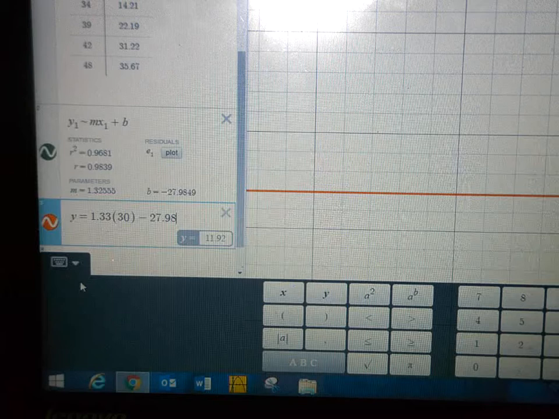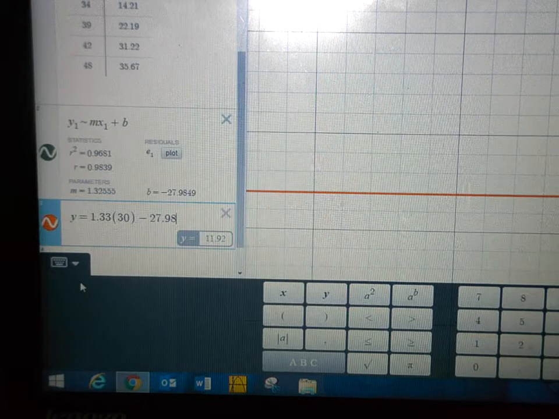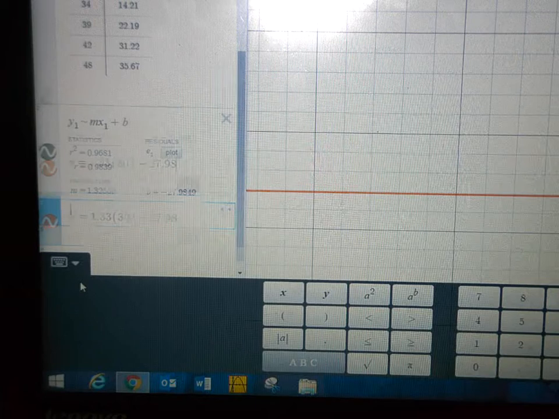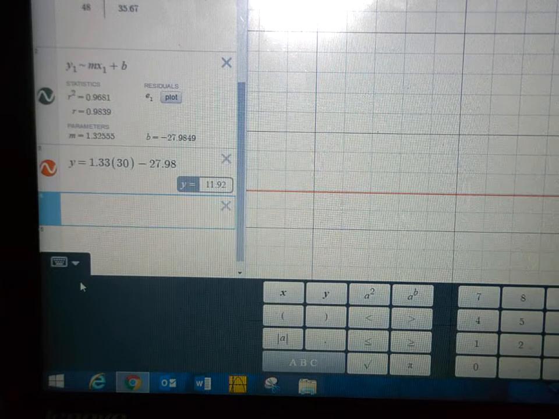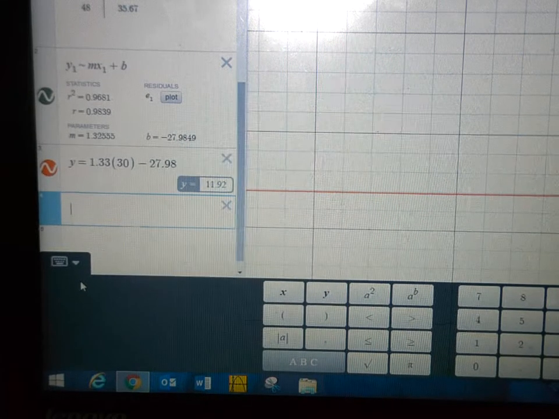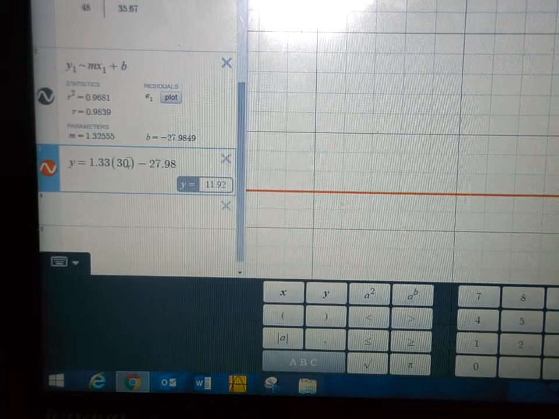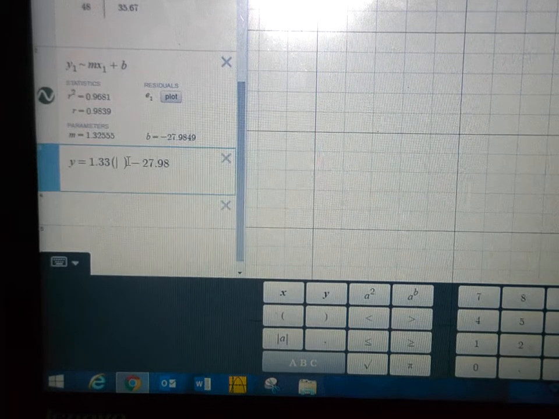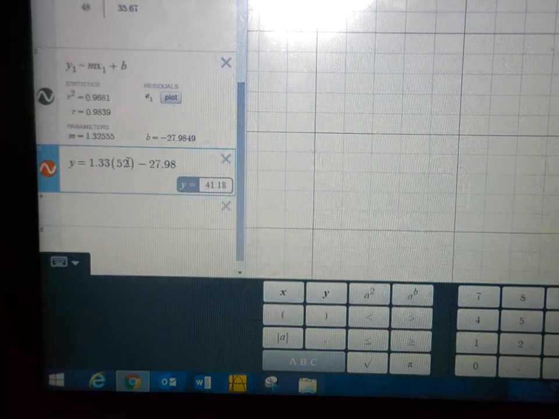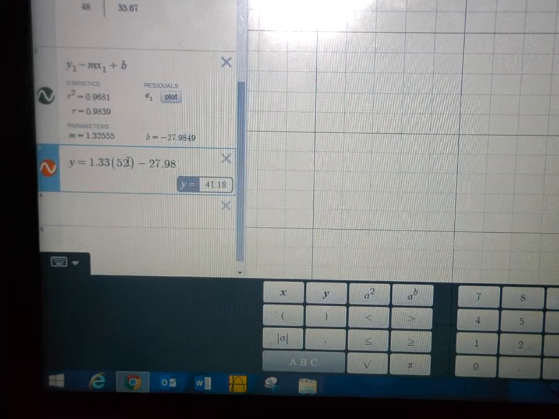On C, it asks us to find for a salmon that is 52 inches long. So what are we going to do? I can just take the 30 out and put in 52 and not even retype it. The answer is 41.18. Yes, I can.